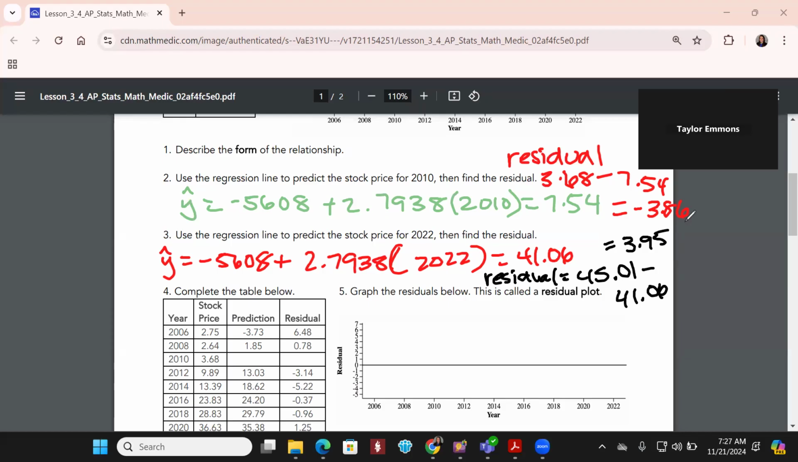Why are we doing 35.01? That's in the table. So actual minus the predicted. Actual, which is in the table. That's what we found. Minus the predicted, which is the regression line that we plugged in. What is it? 3.95. 3.95.